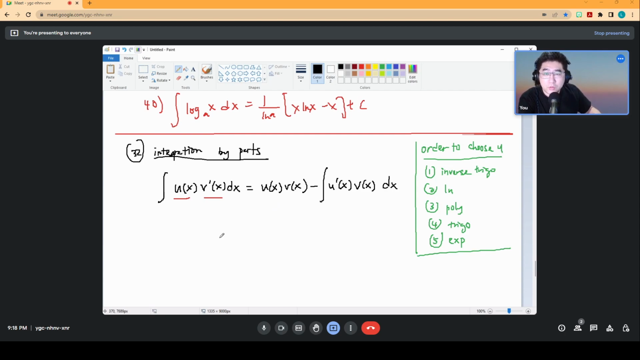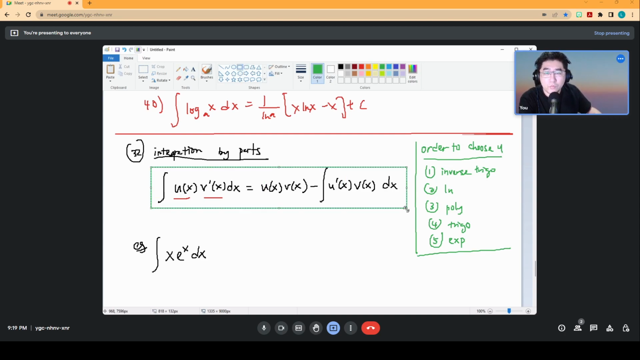Now let's look at an example question. For example, let's say I have x e^x. How do I apply the formula here? Following the order, we choose u equals x, v prime equals e^x. Then u differentiated gives 1, and v integrated gives e^x. You don't need to write plus c here.